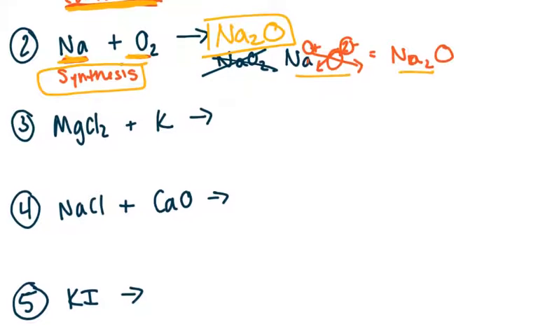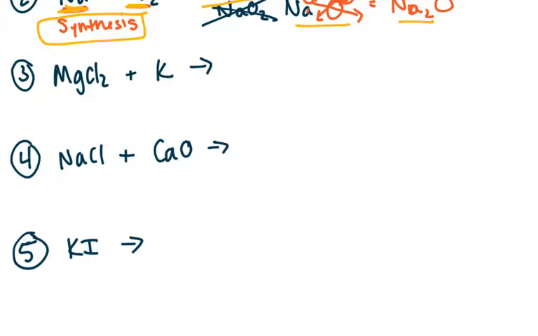The next one, number 3, here I have a compound. Magnesium chloride is a compound because there are 2 types of atoms. And here I have potassium by itself, one type of atom. So the first thing I'm going to identify is that this is a single replacement.